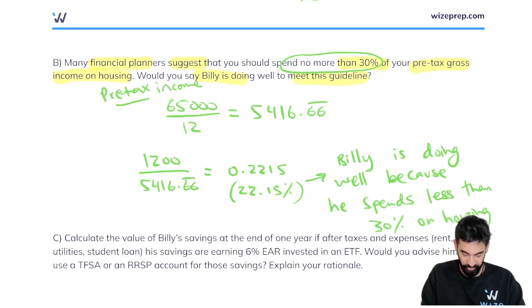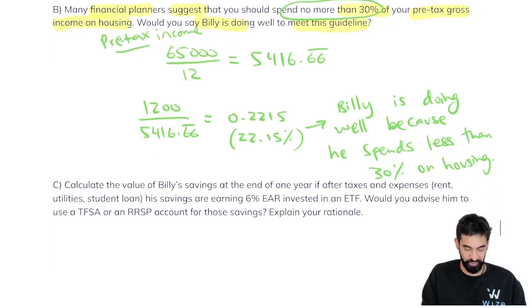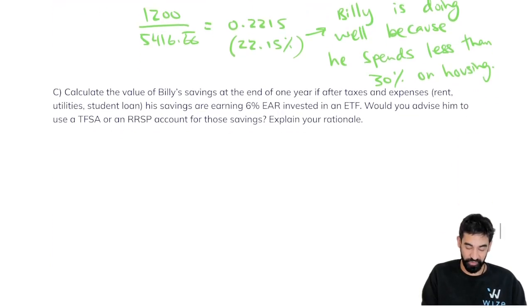Or you could say that 30% of his pre-tax income on housing. So you have to divide it by 12 to get the monthly. Because remember, the $65,000 is annual, but the rent, $1,200, they gave you monthly. So you have to convert it to the same time unit, always.